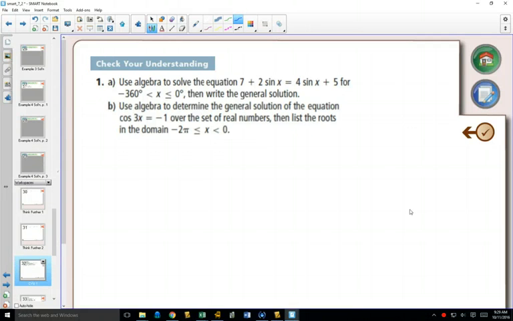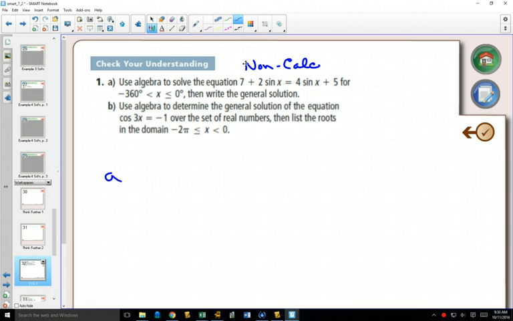So for example 1 here, this would be on your non-calculator part of your exam, even though it doesn't appear right away that you would notice that it would be non-calculator. Okay, we're going to solve the equation. First, it says from negative 360 to 0, and then we're going to write our general solution.